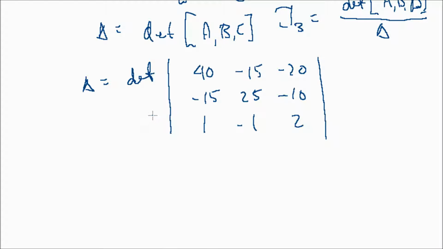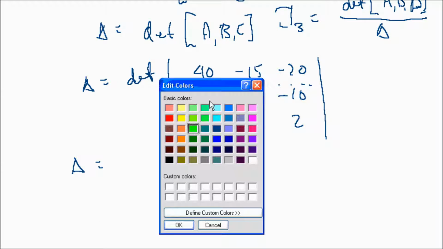Alright. What we're going to do is, in the first group, take 40 times the determinant of this. You can work out the determinant from any row or any column, but this time we're going to choose this column.